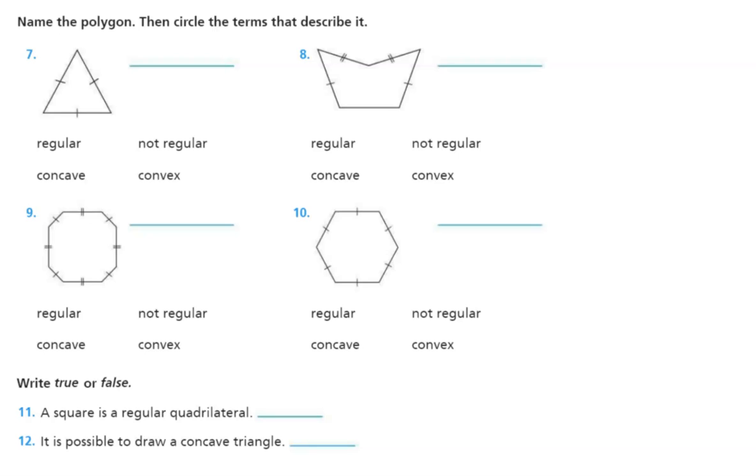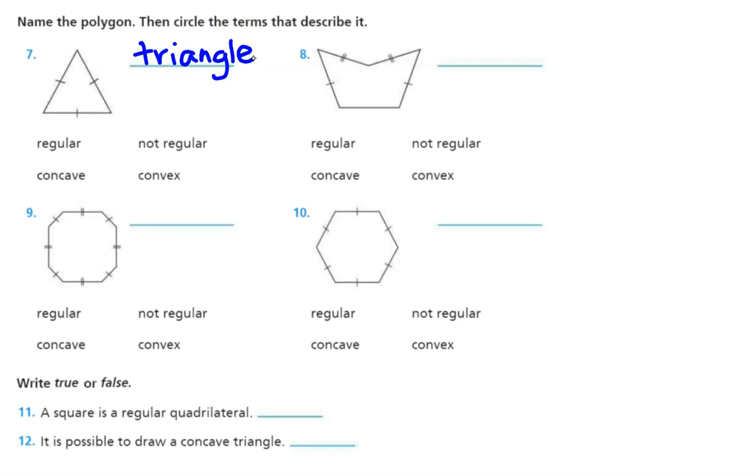Number 7 and 8 want you to name the polygon and then circle all the things that describe it. So for example, on number 7, we know it's a triangle. That's easy enough. And I've given you more specific names for triangle, but for today, this is fine. Although if you're wondering, it's technically an equilateral acute triangle, but that's fine. Okay, so triangle is fine.